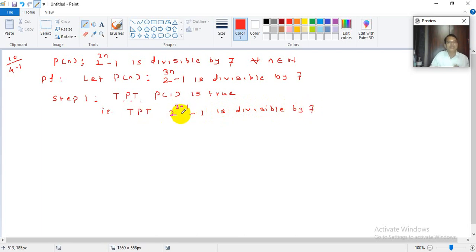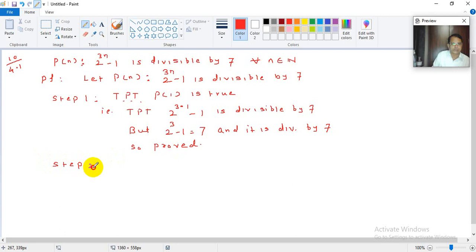It is 2 raised to 3, so 8. But 2 raised to 3 minus 1 is 7, and it is divisible by 7. So proved. Correct? Now step 2. What is your step 2?